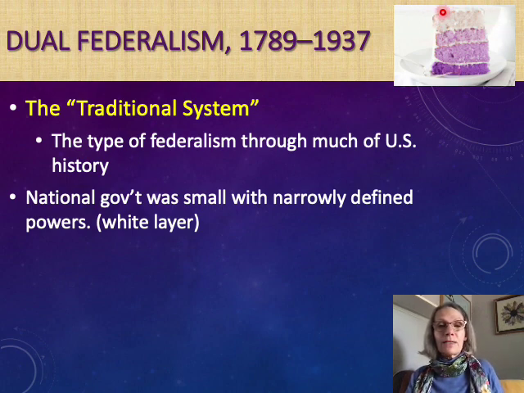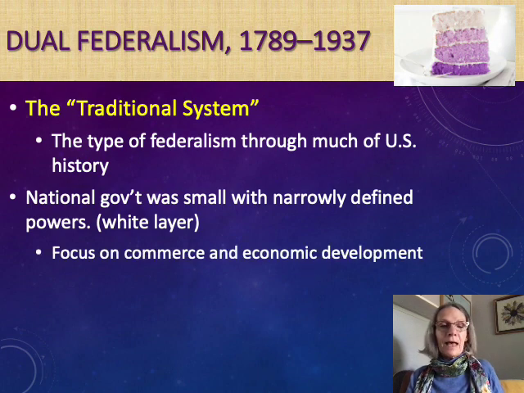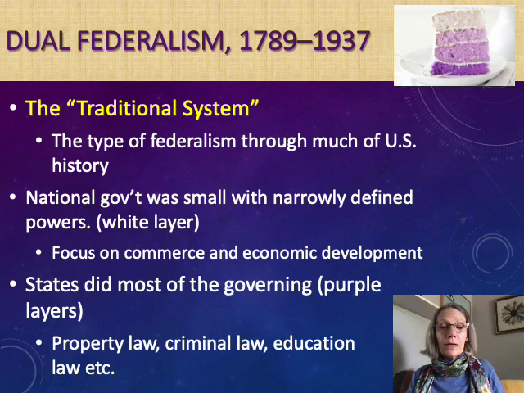But here, the white layer of the cake is the national level. It's small and clearly defined. Most of the focus of the national government during this time period was on commerce and economic development. The states did the vast majority of the governing. As the layer cake suggests, the purple layer is the states, and they do most of the governing: property law, criminal law, education, etc. All those reserved powers were quite large and reserved to the states.